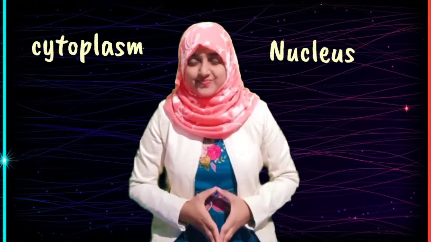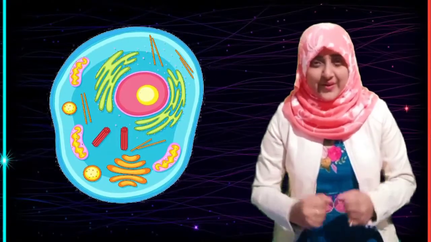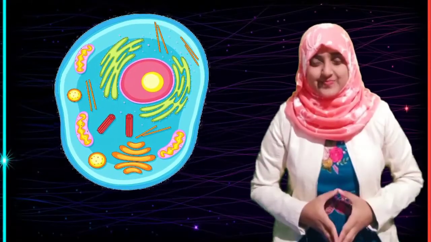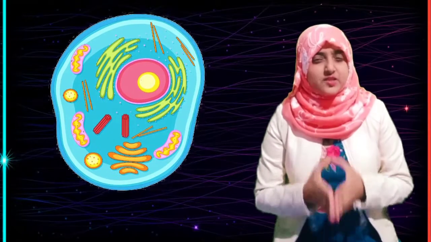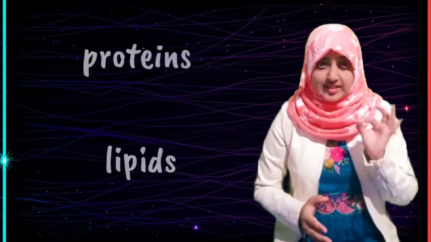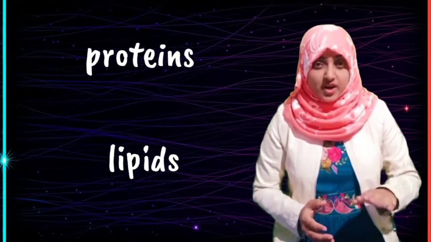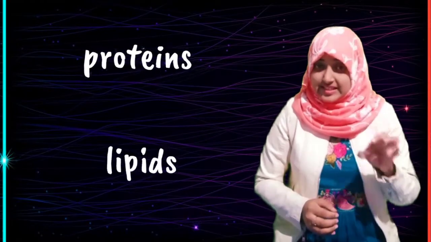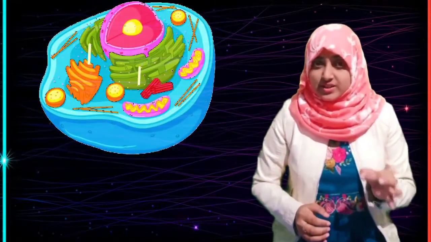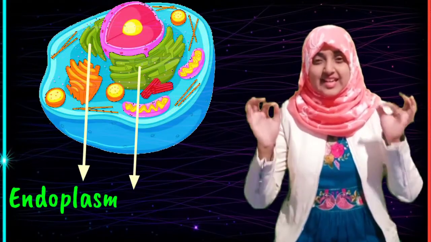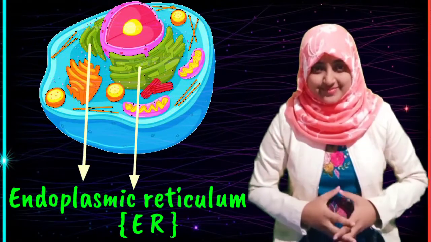In our previous class, we have studied about the cytoplasm and nucleus. Today, let us study about the other hard-working organelles of the cell. Cell needs few substances like proteins and lipids in order to function well. And these substances are manufactured in one of the organelles of the cell, that is the endoplasmic reticulum.